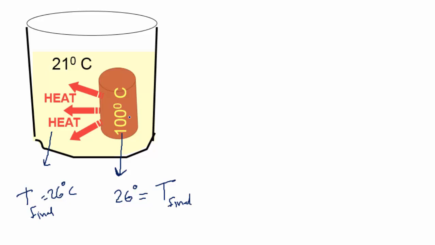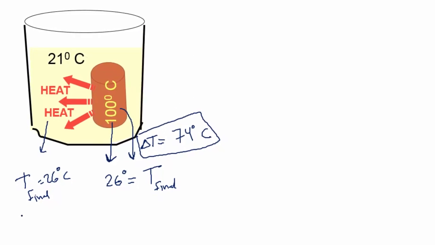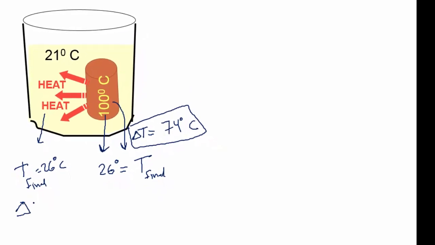So you can see that this object went through a big change in temperature. Its change in temperature is 100 minus 26, which is around 74 degrees Celsius, while the cold water went from 21 to 26, so that's a change in temperature equal to around 4 degrees Celsius. And that's a huge difference in the change in temperature. Makes sense, because water has high specific heat, so its temperature is very resistive to the heat exchange, while metals have low specific heat, so their temperature is very sensitive to the heat exchange.